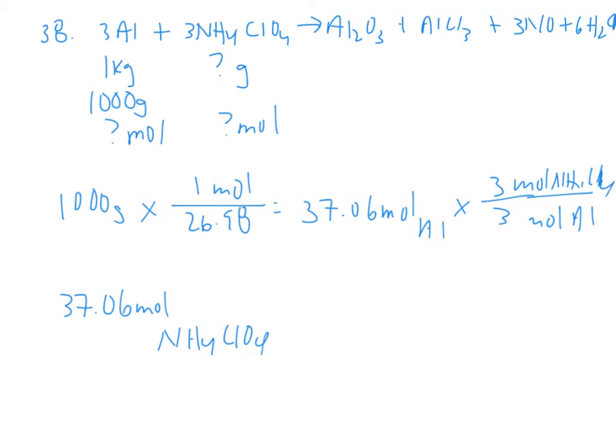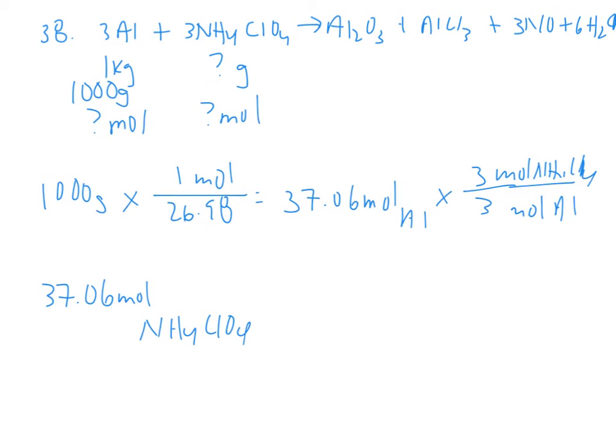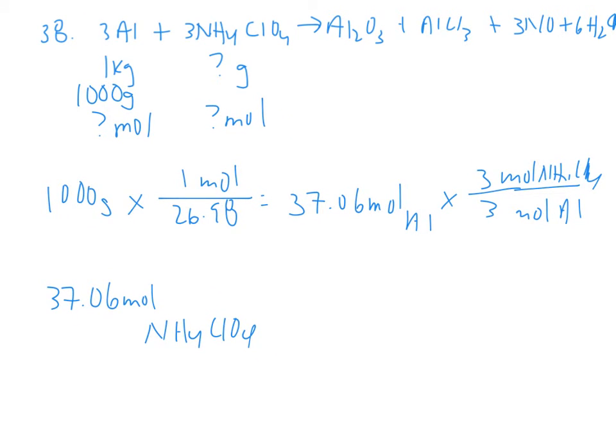So now I just need to find the molar mass of ammonium perchlorate. And when I do that, I come up with a molar mass of 118 grams per mole. And so when I take that times the 37.06, I come up with 4374 grams, or 4.4 kilograms.